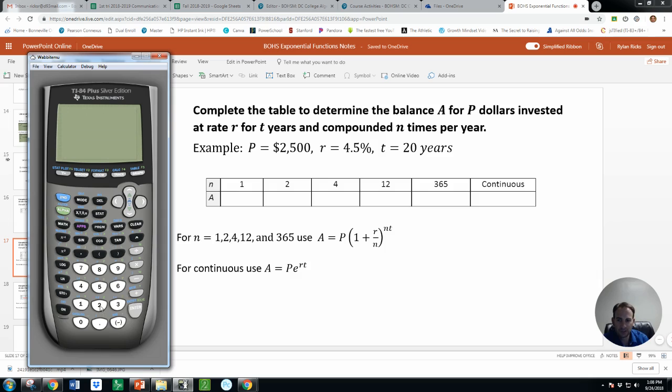It's easy though. So 2500 e to the, and what are we looking at here? So 0.045, that's my interest rate, times the time. And then there's my value. Again, I just round it to a couple decimal places. So I hope that makes sense. Get a little shortcut. Technology, great. So we want to take advantage of it when we can.